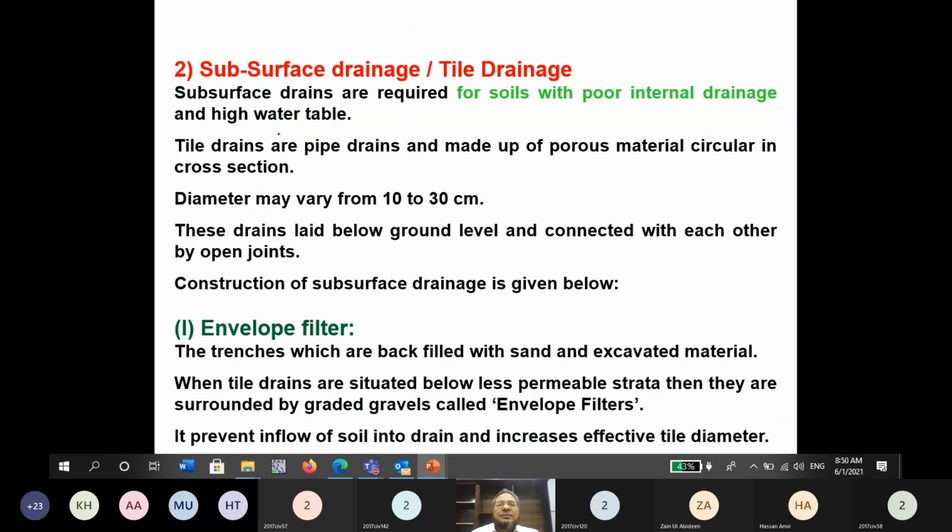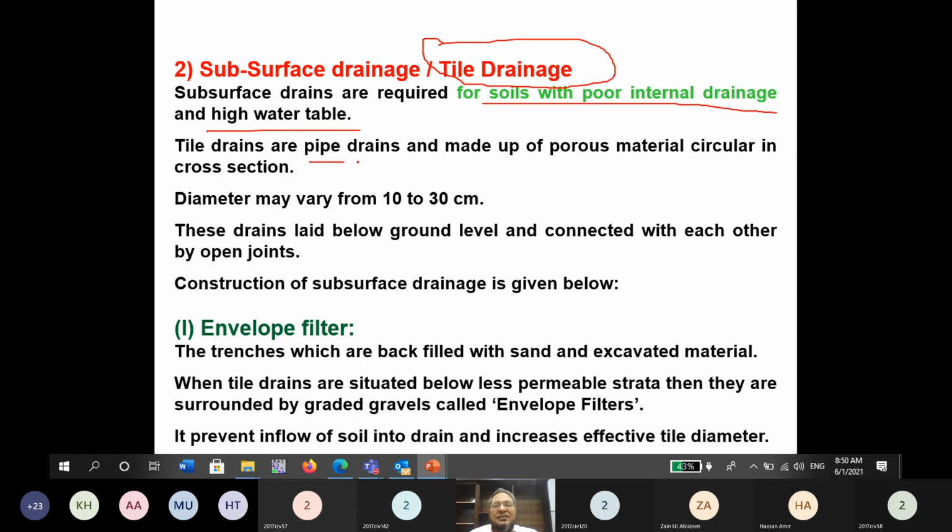Number 2 is the subsurface or tile drainage. What is subsurface drainage? Why do we require subsurface drainage? जब हमने surface drainage provide कर दी है, तो there are certain areas where the soil is so impermeable that the surface drainage doesn't work very well. So these are used for soils with poor internal drainage and there is a high water table.